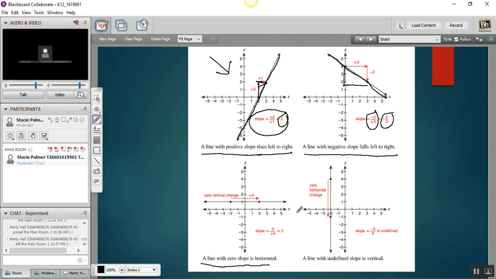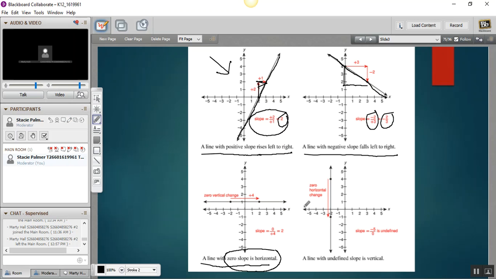So remember, slope is the steepness of a line. So it completely makes sense that if a line is horizontal, it has no steepness at all, right? This line has 0 steepness. So anytime you have a horizontal line, your slope is always going to be 0.